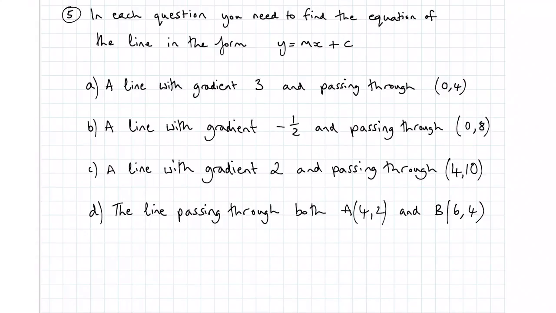Gets more difficult as you work through. Question C, you get some information about gradient and a point, and the final one, you get 2 points, and I want to know the line that passes through both of these points. So you need to work out the gradient and the y-intercept. So that's it. On to question 6.